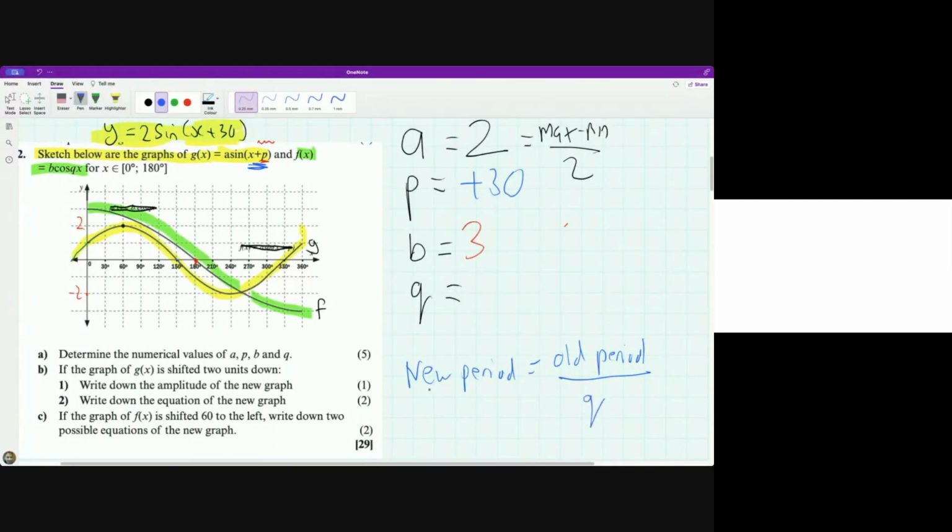So to get the new period of the graph, you're going to have to take the old period or the regular period of the cos graph, which is 360, and divide it by some number q to get the new period. Now, we have to look at the graph and go, what is the period of this green graph, this cos graph we see in front of us?